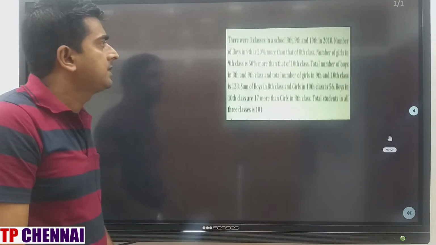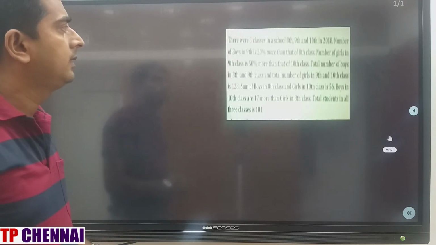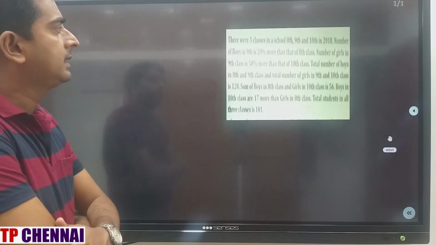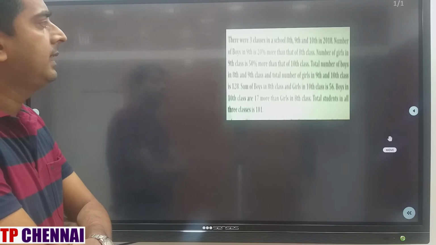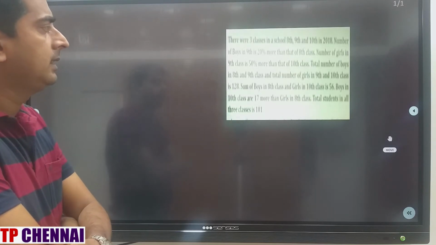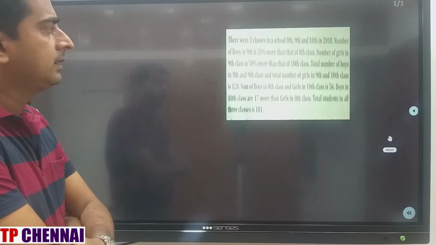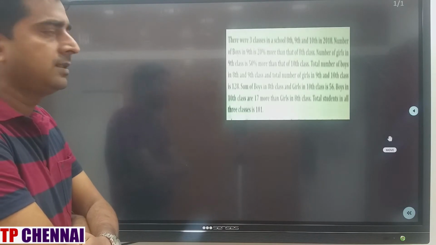There were 3 classes in a school, 8th, 9th and 10th in 2018. The number of boys in 9th is 20% more than that of 8th class. The number of girls in 9th class is 50% more than that of 10th class. The total number of boys in 8th and 9th class and the total number of girls in 9th and 10th class is 128. The sum of boys in 8th class and girls in 10th class is 56. Boys in 10th class are 17 more than girls in 8th class. The total students in all these three classes is 181.